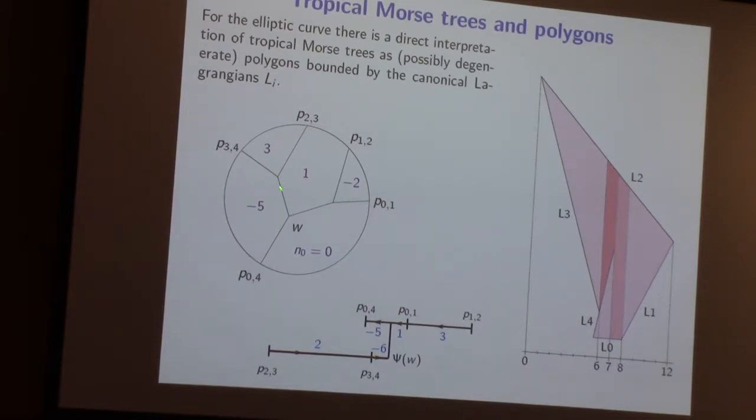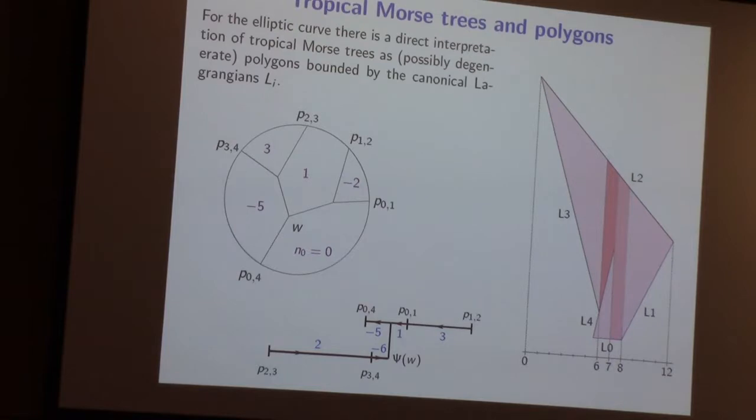Then it goes here, that's a minus 5 minus 1, that's a minus 6. So at P3,4, exactly, that's a negative thing, right? Minus 5 minus 3 is minus 8. So that is actually one of those contracted edges that I was talking about. So here is just a zero length edge attached to it, and so on.